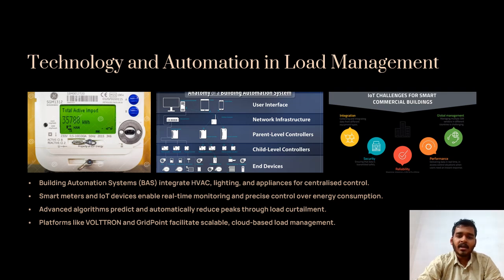Next, technology and automation in load management. In general, how we calculate load is in kilowatt hours, kWh. Building automation systems integrate HVAC, appliances, and centralized control, with network infrastructure, panel level controls, user interfaces, and end devices. Smart meters and IoT devices enable real-time monitoring and control over energy consumption.